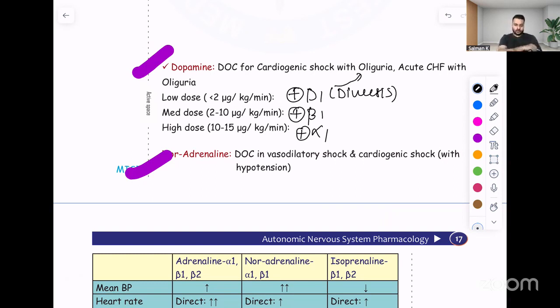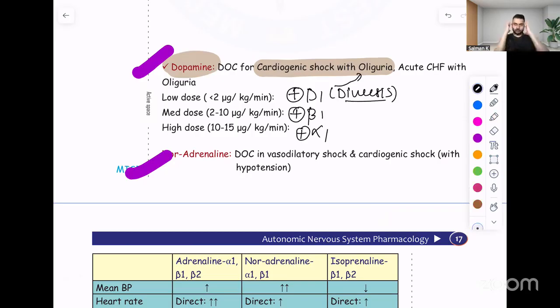So I'm simply saying something to you here, that different doses work at different places. I'm simply saying that if a patient has cardiogenic shock with oliguria, then dopamine becomes the drug of choice because apart from increasing the BP, this drug can even cause diuresis.